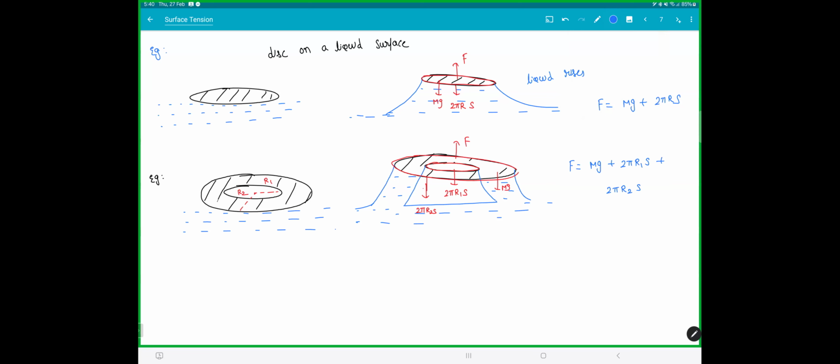This is a mains or BITS level question. Directly, they did ask a question like this. How much force is required to remove a disk on a surface when you just slightly pull it out? And surface tension is S and radius is R.